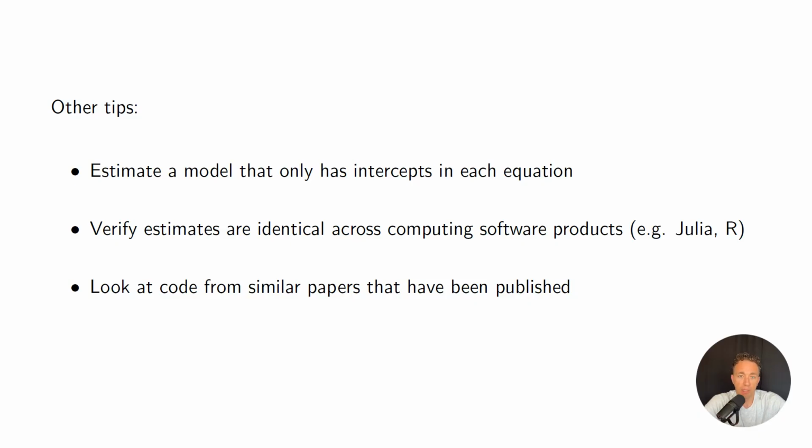Another thing that can be helpful is to look at code from published papers that are similar to the one that you're working on. That can give you clues about how estimation should be structured, what reasonable starting values are, and so forth. So now that we've talked through some of these finer points of estimation, let's go through how to do this in Julia with, again, this very simple stylized example of the schooling choice model.